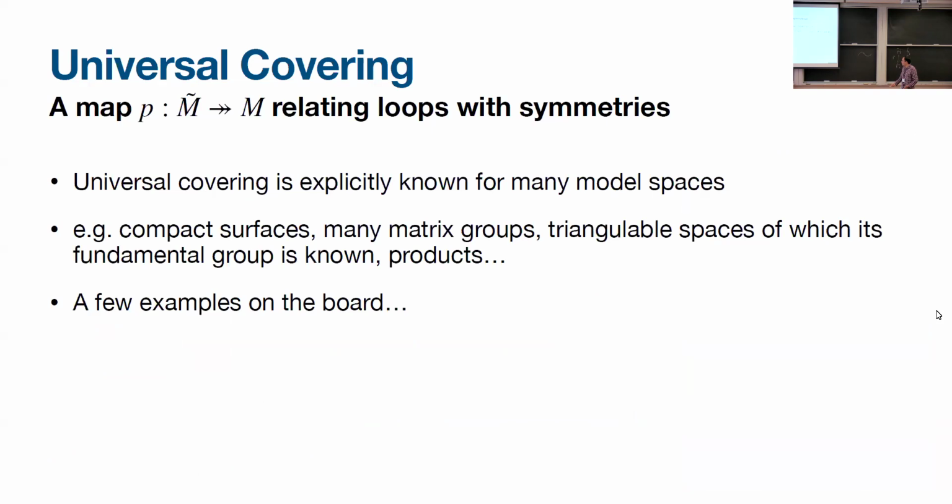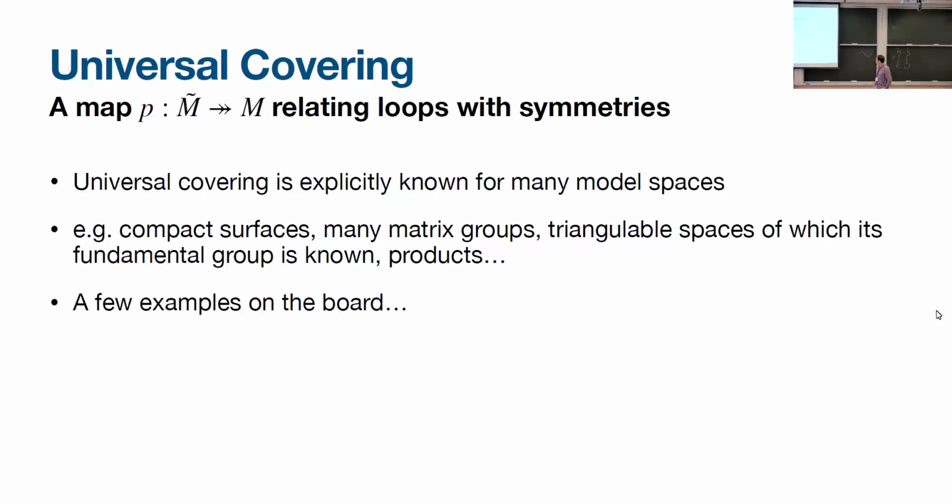So it exists for many model spaces: compact surfaces, your tori, your surfaces of higher genus, Klein bottles, and Lie groups. So you could have special orthogonal groups, and it's covered by a spin group. SO(3) is double covered by SU(2). But basically, if you triangulate your space, you could really construct your covering space. So this is some classical thing we could generate and compute very well.